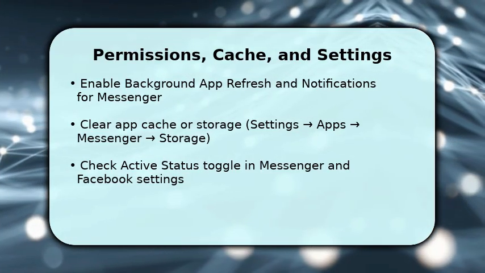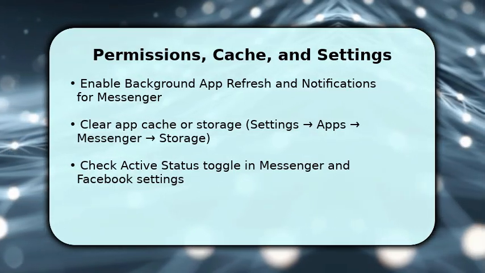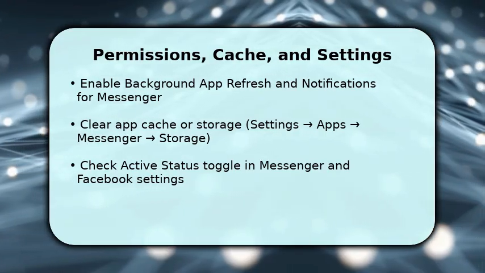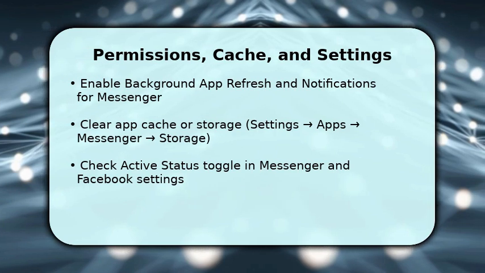Also open Messenger's active status and Facebook's active status settings and make sure they're enabled. Disabling them hides online indicators. After changing these, restart the app so settings take effect and presence updates resync.